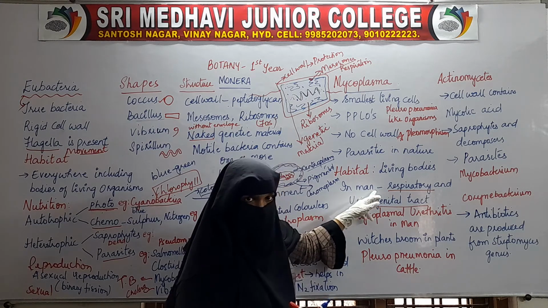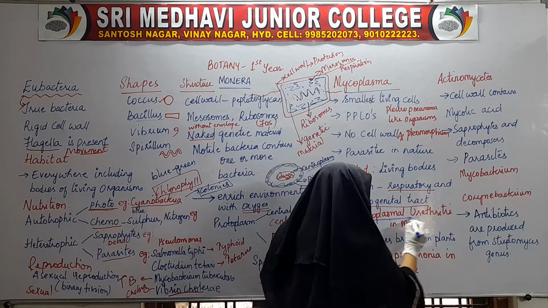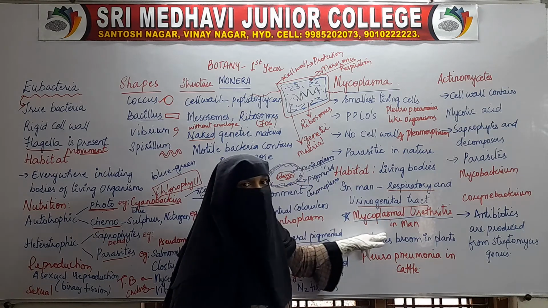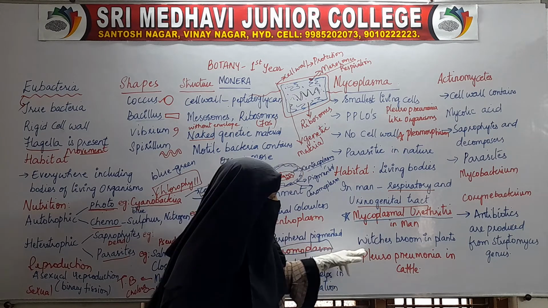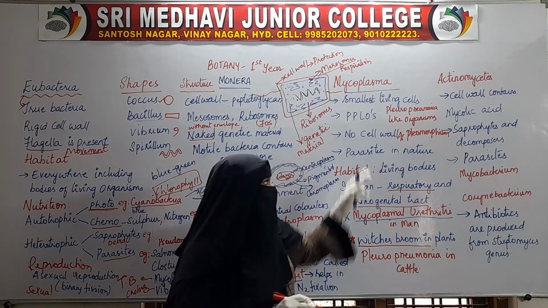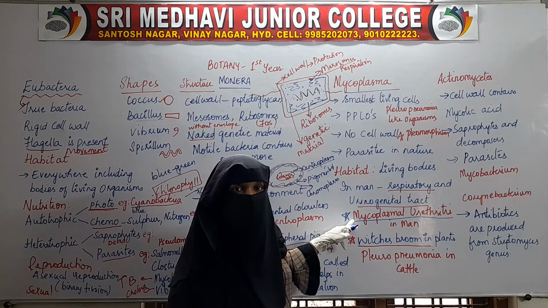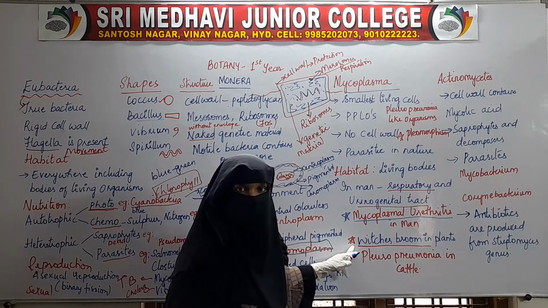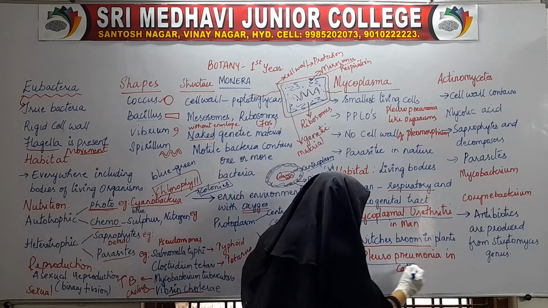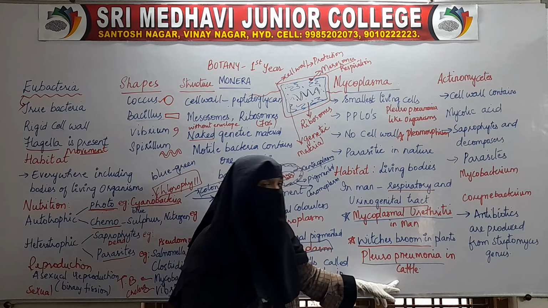In humans, they live in this tract and cause a disease called mycoplasmal urethritis. In plants, they cause a disease called witch's brew. And in cattle, they cause a disease called pneumonia.